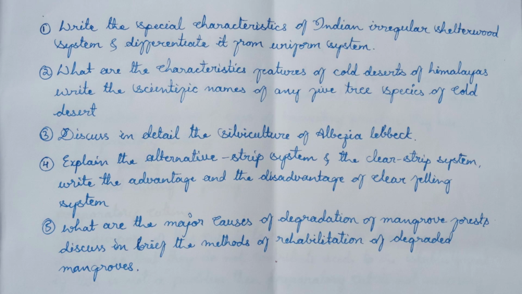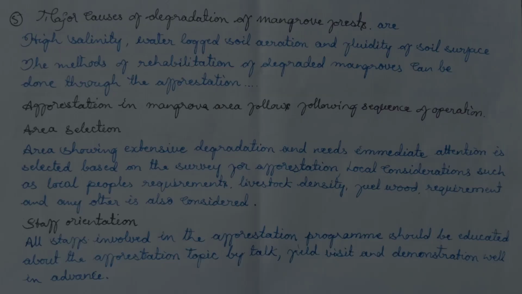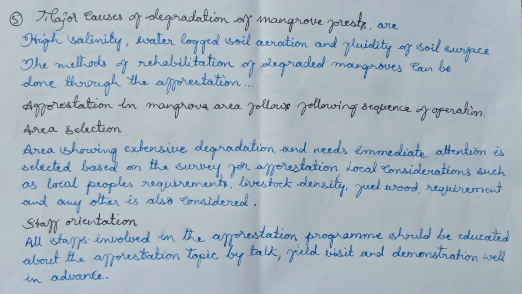Coming to the fifth question, what are the major causes of degradation of the mangrove forest? Discuss in brief the methods of rehabilitation of a degraded mangrove. The major causes of degradation of a mangrove forest are high salinity, waterlogged soil aeration, and fluidity of soil surface. See the methods of rehabilitation of these mangroves.